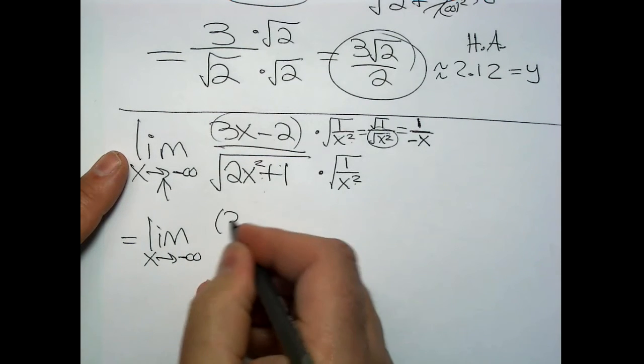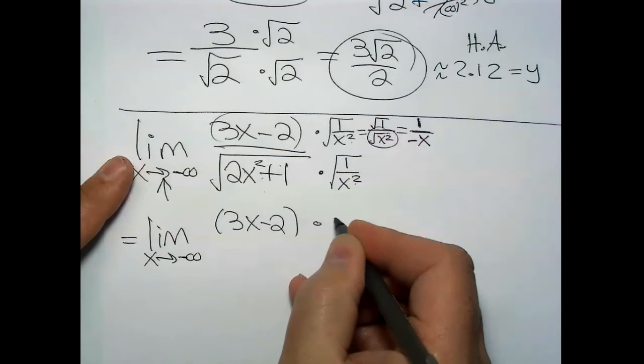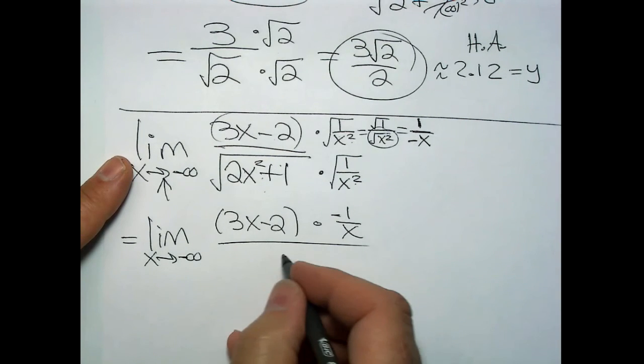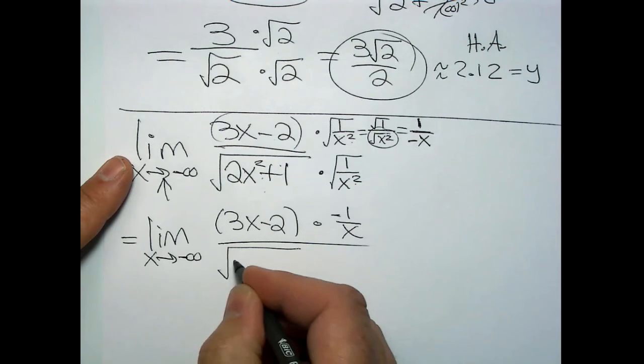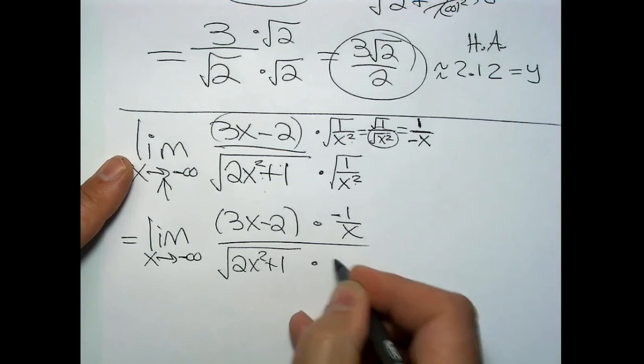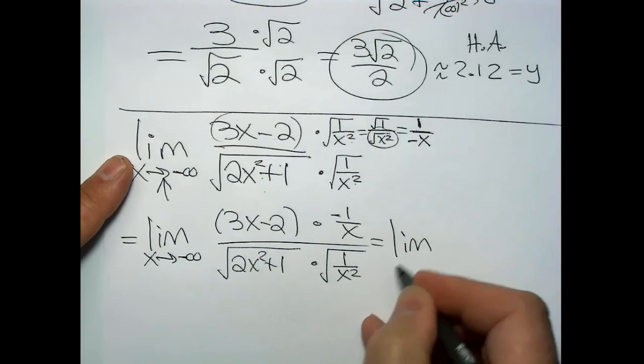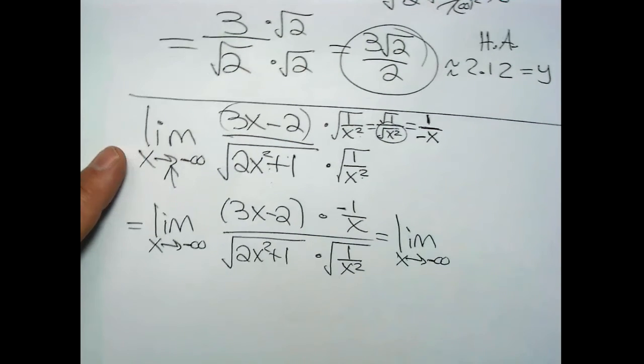Let's multiply 3x minus 2 on top by negative 1 over x. You can move the negative to the top, that's fine. And then we're going to do the square root of 2x squared plus 1 multiplied by the square root. You know the square roots go together. And what's that limit going to look like? Let's find out.